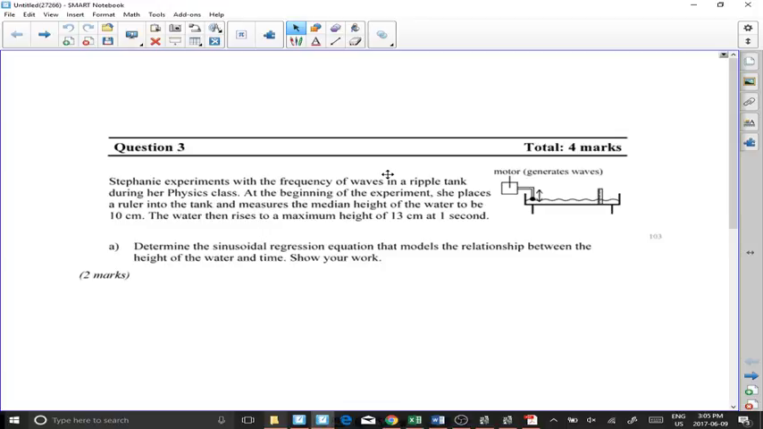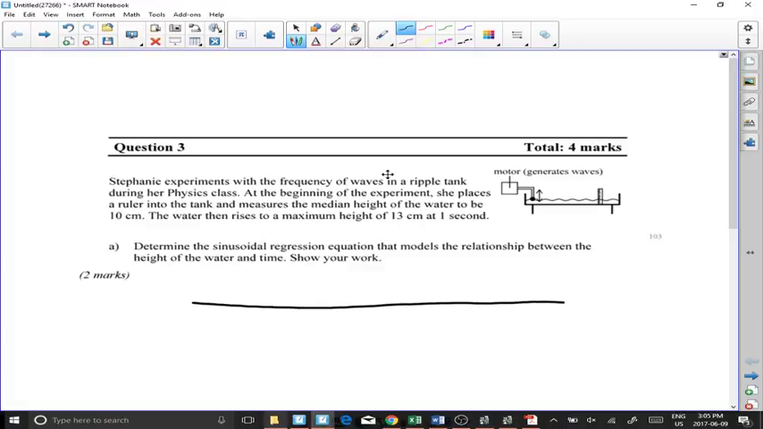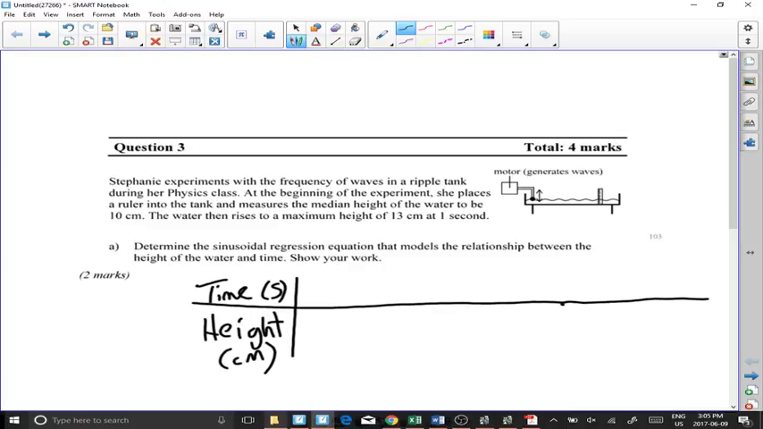So we can do it with a table or we could do it with a diagram. It doesn't matter what we want to do. We could do either way. So let's start. We could do a table, as Malcolm suggested. So here we go. It's a 2-mark question. 1 mark will be for your work, which is the table, 1 mark for the equation.